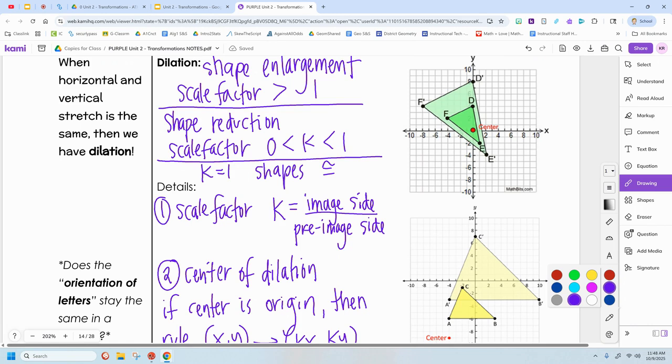So for example, if I look at point D and D prime, and I find their locations, it's a little bit hard to see underneath, but I can see that D prime is at (0, 8). And if you look at the grid lines, this is (0, 4). So what do we do to the number 4 to get to the number 8? We multiply by 2, right? So our scale factor is 2.